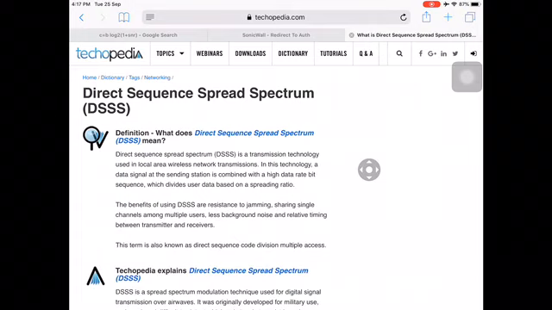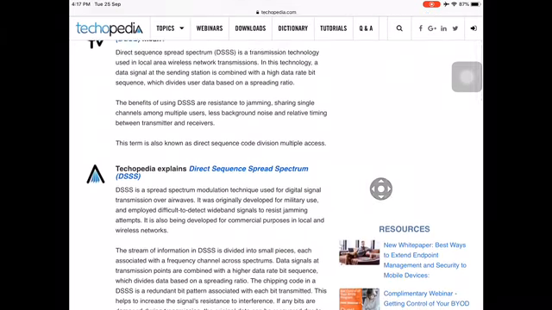So in this technique, we combine our user data with a specific chip code. The chip code is of a higher data rate than the user data, so that it can be encrypted and other users cannot get it. So I will be reading some examples.